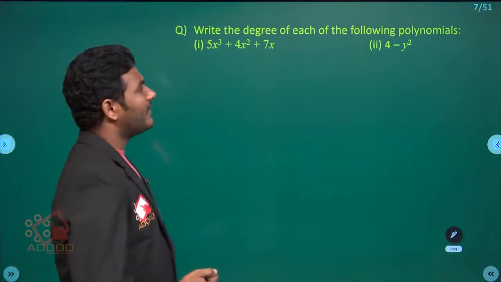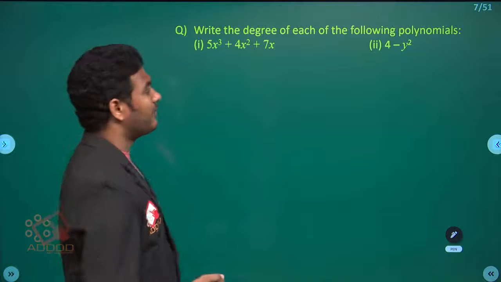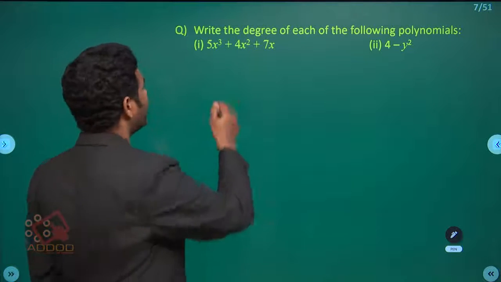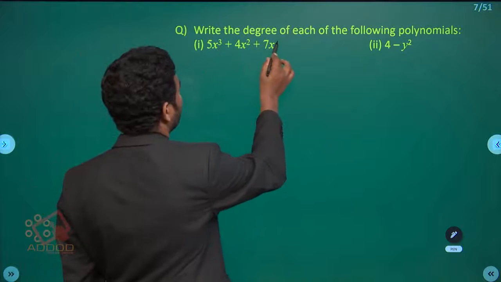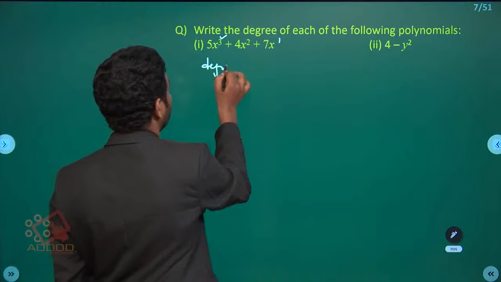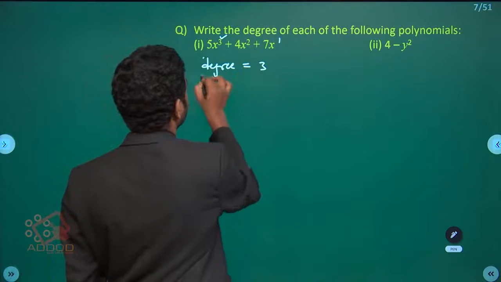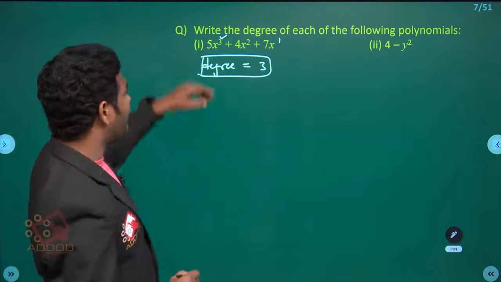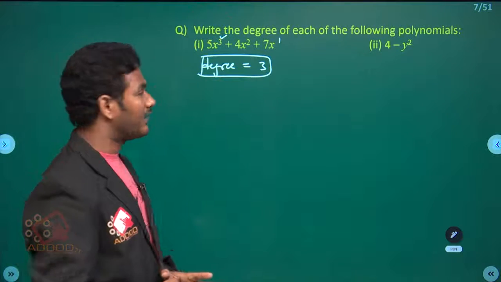Write the degree of each of the following polynomials. Here we need to write the degree of the polynomial. The degree is nothing but the highest power, right? Here x cube is there, x square is there, x power 1 is there. So the highest power is what? 3. So here degree is equal to 3. The highest power of the variable, here the variable is x and the maximum power is 3. So the degree is 3, we can write.